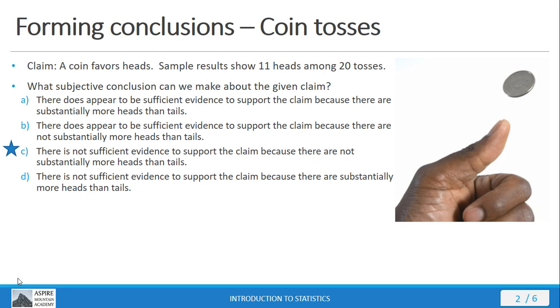Again, don't get so caught up in the details. If you're looking at something subjectively, there's a lot more wiggle room here than with the formal hypothesis testing method we've been discussing previously. So 11 out of 20 is not that far from 50%, and that's what we would expect from a fair coin. So we don't have sufficient evidence to support this claim.